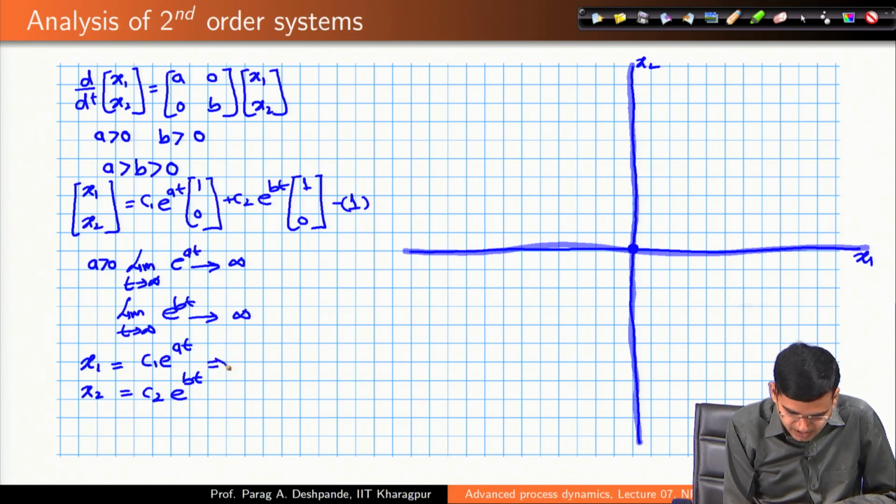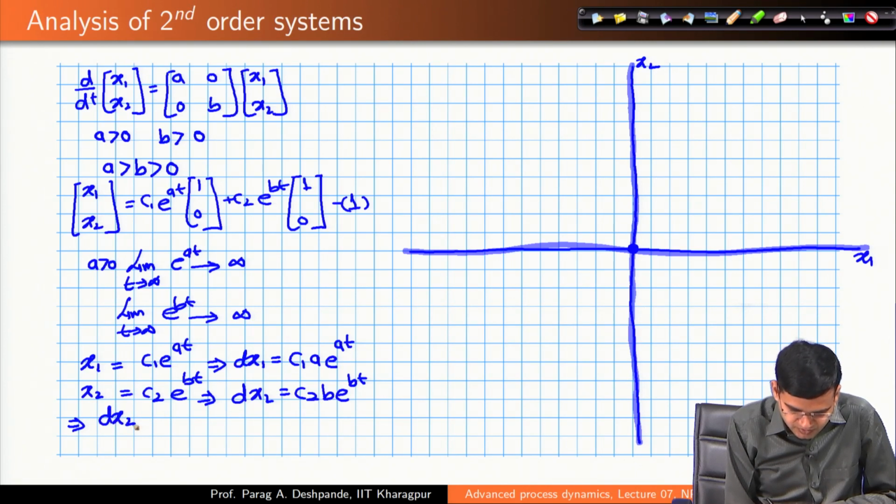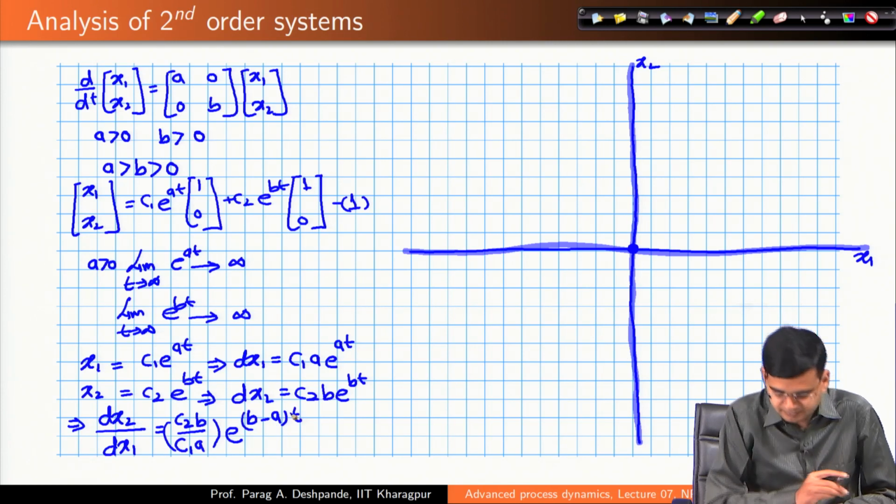From here I would write dx1 = c1 a e^(at) and dx2 = c2 b e^(bt). From where I can write dx2/dx1 = (c2 b)/(c1 a) multiplied by e^((b−a)t), right.